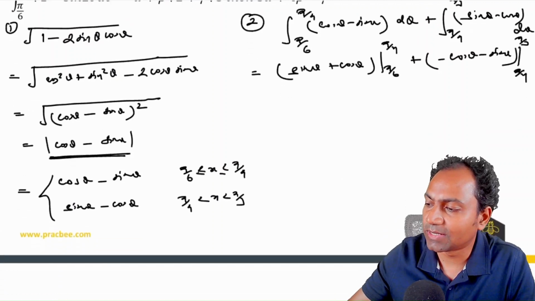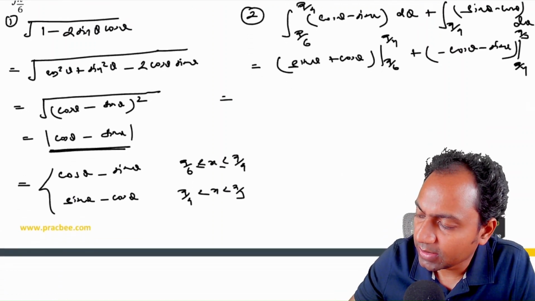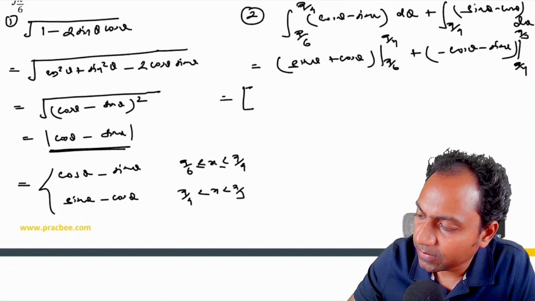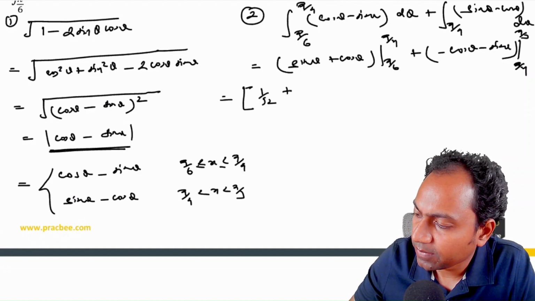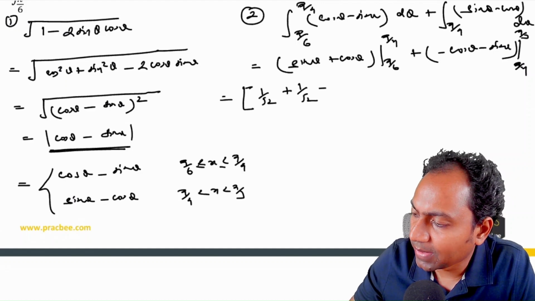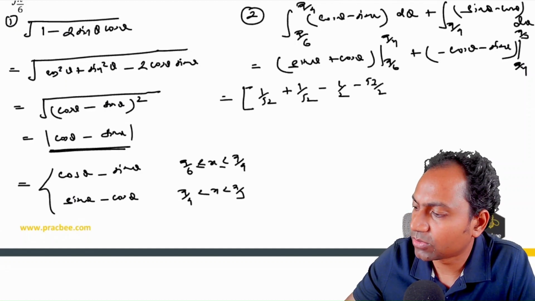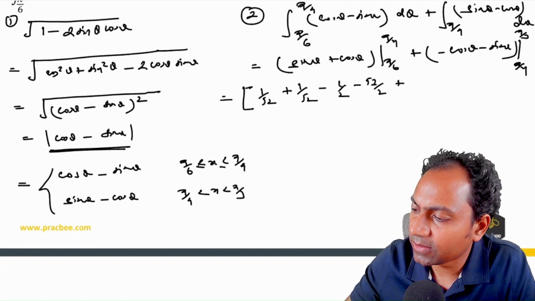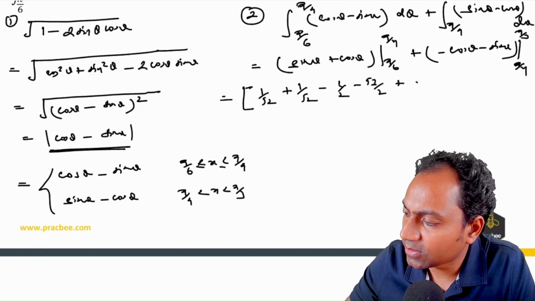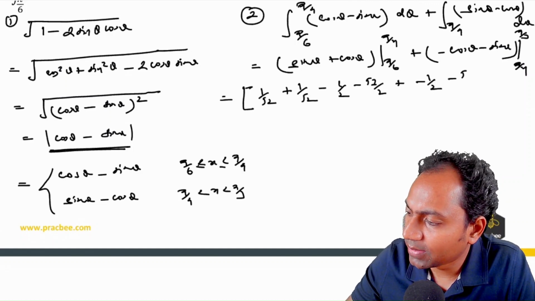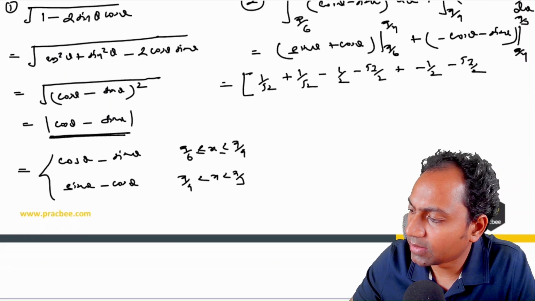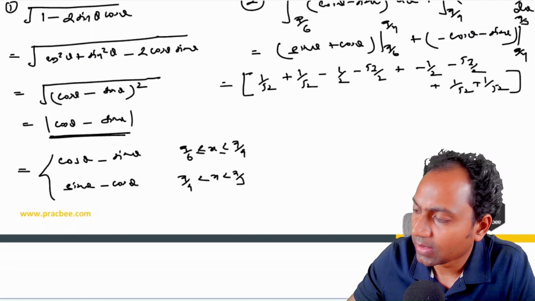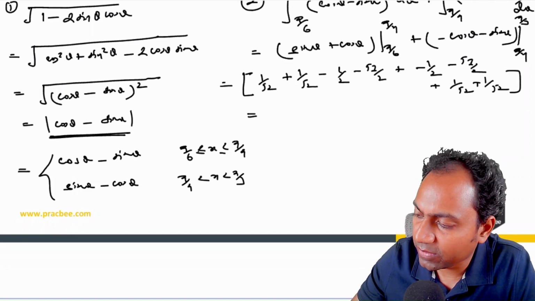Let us put the values and get the answer. If I put my values in the first part, the answer corresponding to that becomes 1 by root 2 plus 1 by root 2, minus, if I put pi by 6, the first part becomes 1 by 2 and the second part becomes minus root 3 by 2. If I do this in the second part, what are the values that we are getting? If I put pi by 3, this becomes nothing but minus 1 by 2 minus root 3 by 2. And then we can see that the other part will come out to be 1 by root 2 plus 1 by root 2. Let us add everything up and find the value of alpha, beta, gamma.